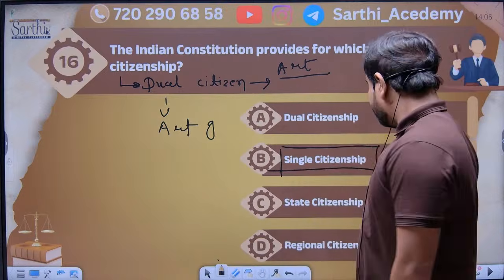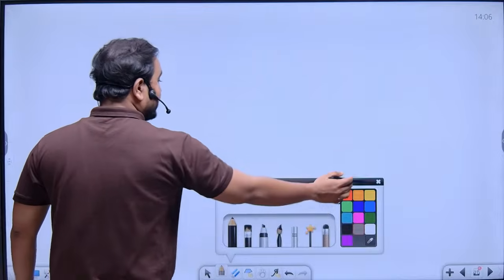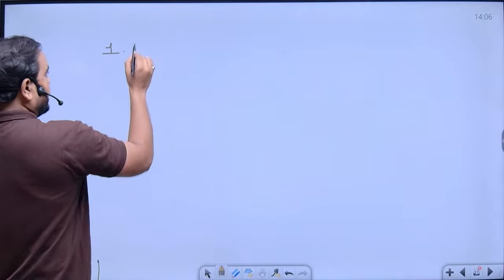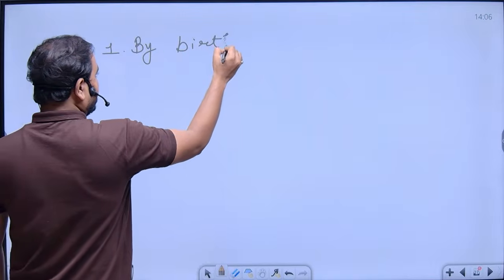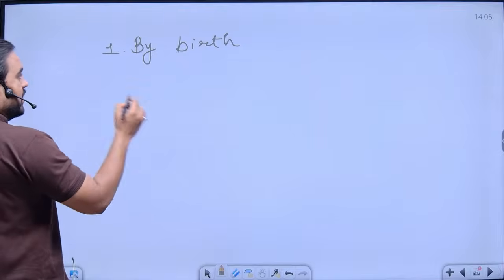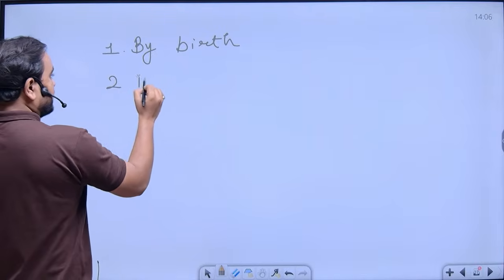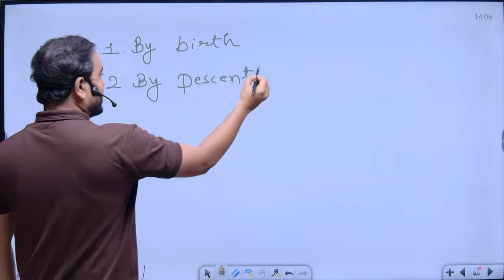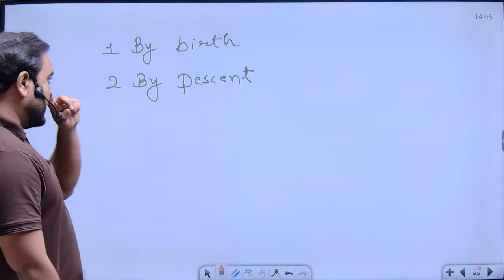Please answer: in how many ways can any person attain citizenship of India? How many ways are there in our country? You can attain citizenship of India by birth. That means you were born in India, or somebody born in India, he or she can have citizenship of India. By descent, that means lineage. Many people get citizenship on the basis of descent.